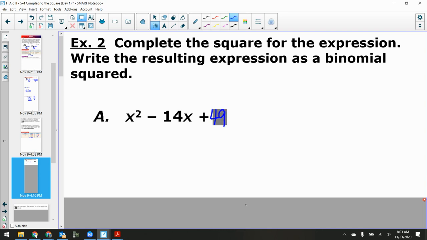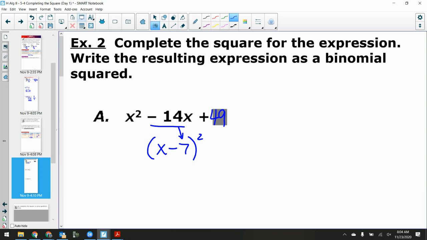Why does 49 fill in my blank? Now take a look. What's the square root of 49? 7 and 7, right? What's negative 7 plus negative 7? Negative 14. It forces it into being factorable. I didn't even need to check that though, because completing the square ensures that that will always happen. Okay? That this will always turn into b over 2. Negative 14 over 2 is negative 7. That will always happen if we add 49 to the end.